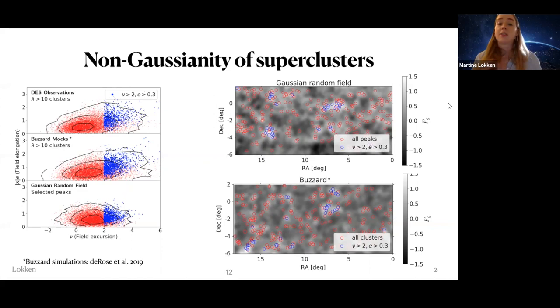After looking at these different definitions of the galaxy field, we can also question how non-Gaussian superclusters are when defining them via these thresholds. So on the left plot here, I have the real data from the Dark Energy Survey, then the Buzzard mocks, which are post-processed. They're N-body simulations, but then post-processed to mimic the DES data. And then on the bottom, a Gaussian random field with the same power spectrum as the Buzzard mocks. And you can see those visually on the right side, the Gaussian random field on the top and the Buzzard on the bottom. The red circles and the blue circles are all clusters in the Buzzard data, but in the case of the Gaussian random field, they're selected peaks. And they're selected to be of a similar size and overdensity as the Buzzard clusters.